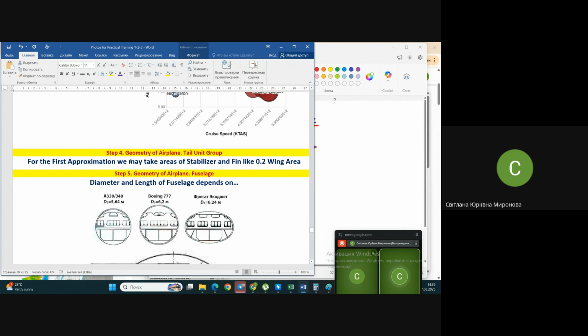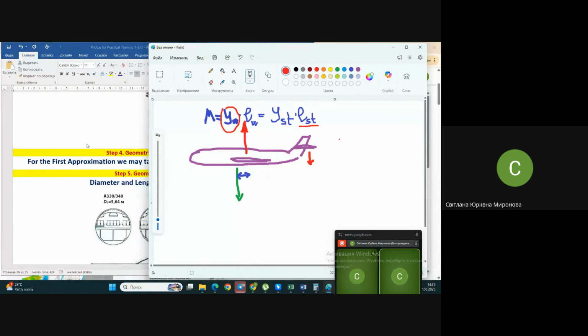The same you may do with the fin, but do remember that in this formula the span of the fin is not the span, it's like a half span, because the area of the wing and wing aspect ratio were for the wing, two halves of the wing, and for the fin you have only one half. Don't forget about this if you calculate. So do remember that the fin is half, unlike the wing and unlike the stabilizer. And due to this, you already have the geometrical parameters of the wing, of the stabilizer, and of the fin.